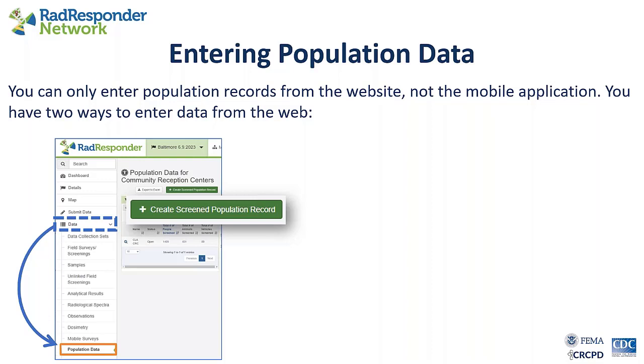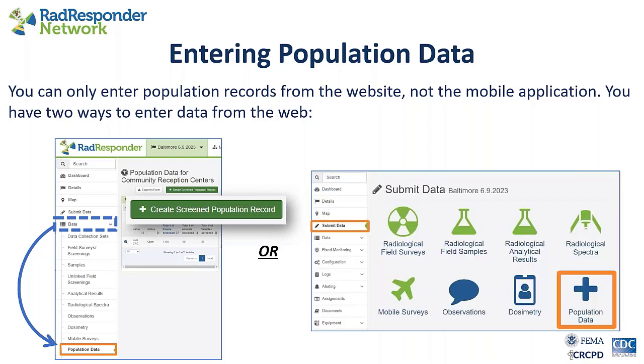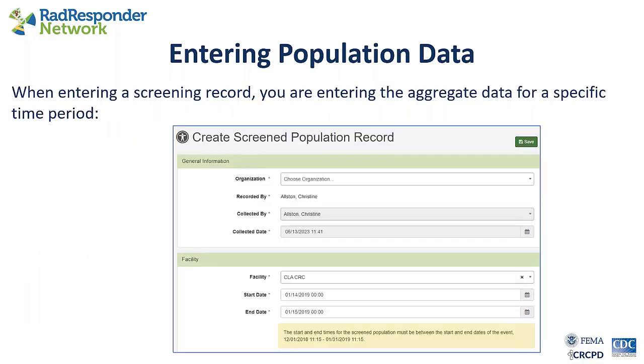There are two different ways you can enter data from the web. You can, from your event space, expand the data section and select population data, or you can select the Submit Data tab on the left-hand side and select the population data icon. Either way, it's going to bring you to the Create Screen Population Record page, and you are going to then enter the aggregate data for the specific time period or shift.